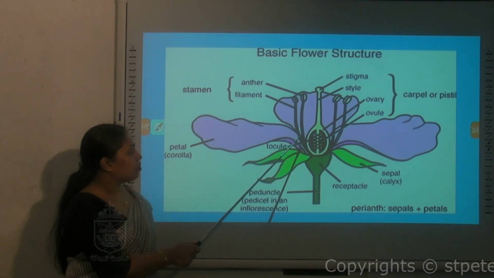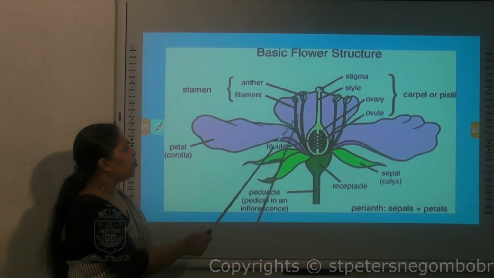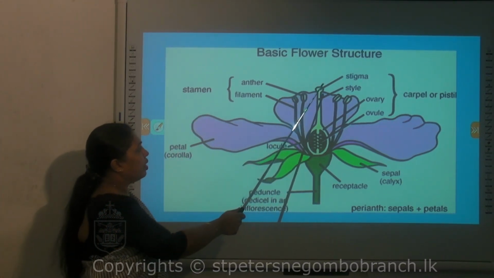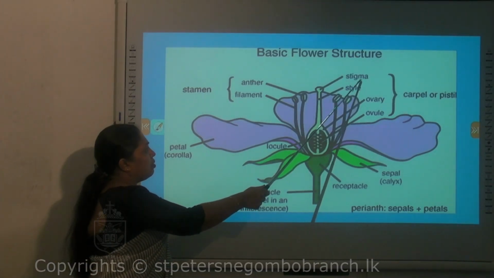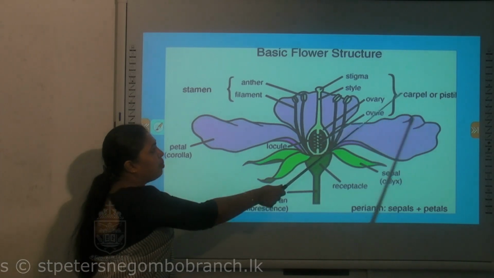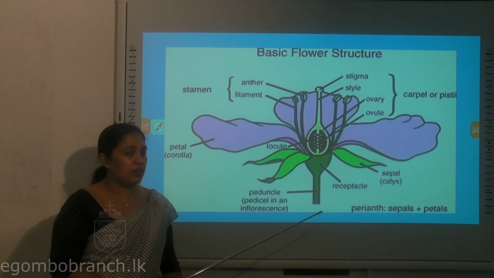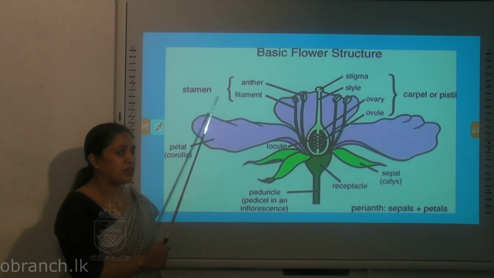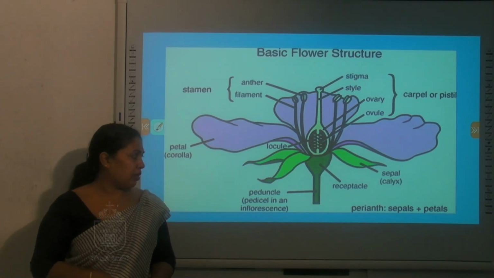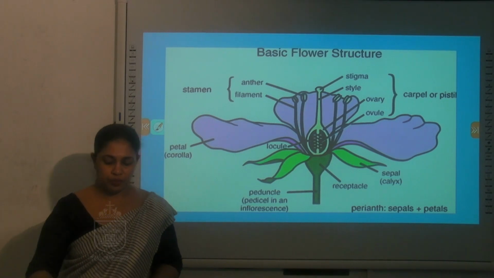After that, the male part is there: the anther and the filament form the stamen, that is the male part, the androecium. The female part forms the stigma, style and ovules, which form the carpel or the pistil, that is the female part, the gynoecium. So those are the parts of a flower, and the sepals and petals usually form the perianth.